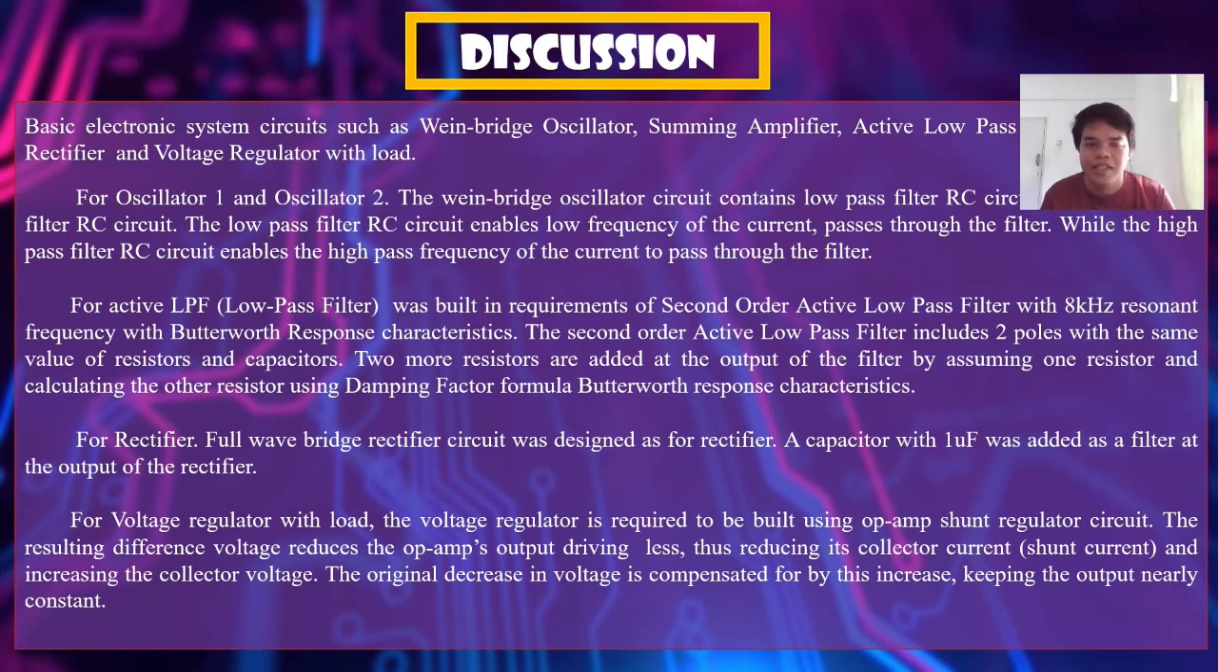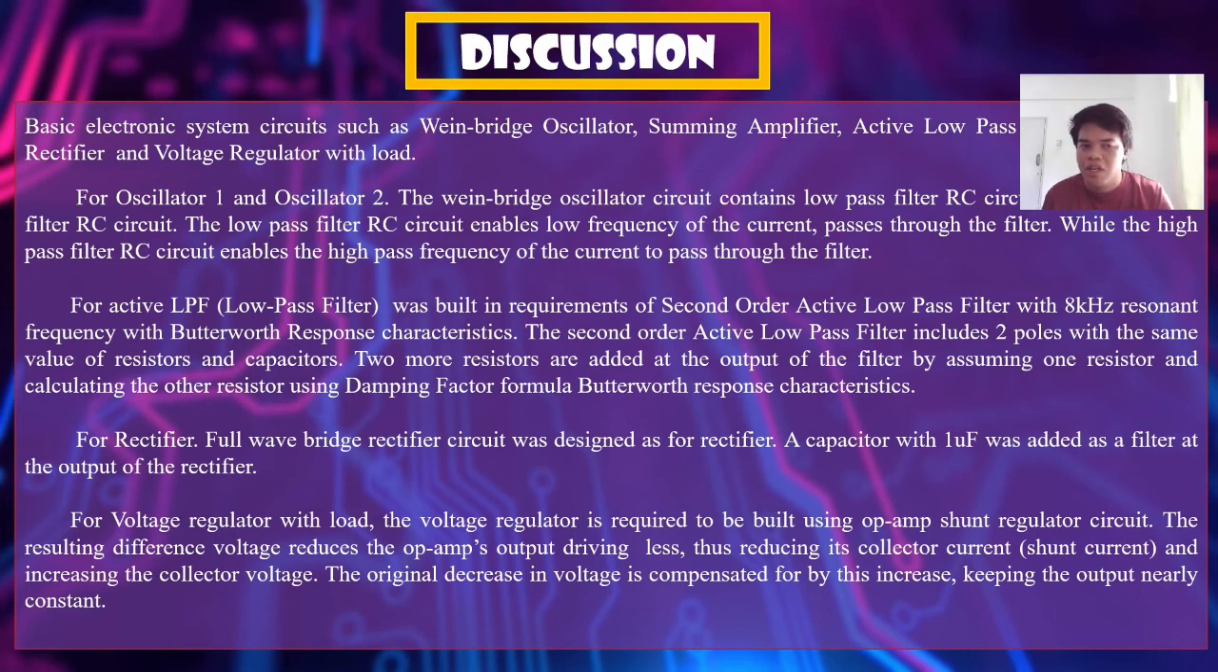Okay, so for the discussion of this project, or this assignment, we are using basic electronic system circuits such as the Wien bridge oscillator, summing amplifier, active low pass filter, full bridge rectifier, and also a voltage regulator with load. For oscillator 1 and oscillator 2, the Wien bridge oscillator is one of the requirements that we use. The Wien bridge oscillator circuit contains a low pass filter RC circuit and a high pass filter RC circuit. The low pass filter RC circuit enables only low frequencies to pass through the filter. Meanwhile, the high pass RC circuit only enables high frequencies of the current to pass through the filter.